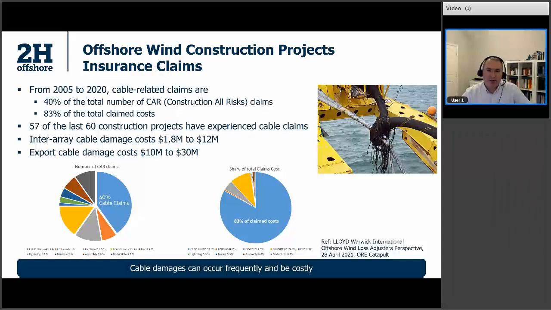So this cable replacement cost can be quite high depending on the cable type. But for these 57 projects, the inter-array cable damage cost ranges from 1.8 million to 12 million, and export cable damage cost ranges from 10 million to 30 million.